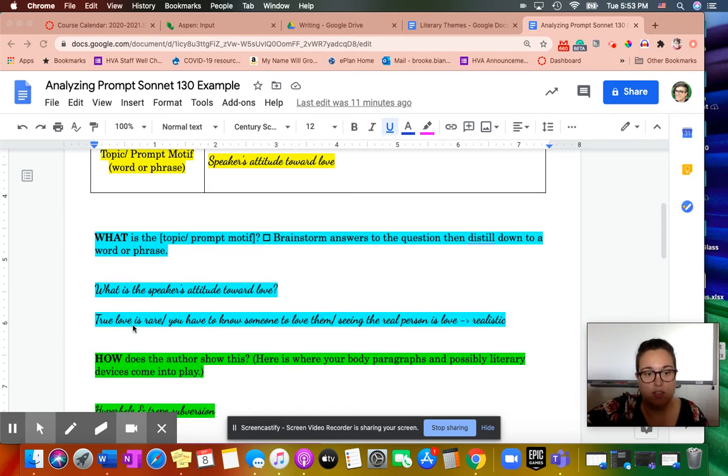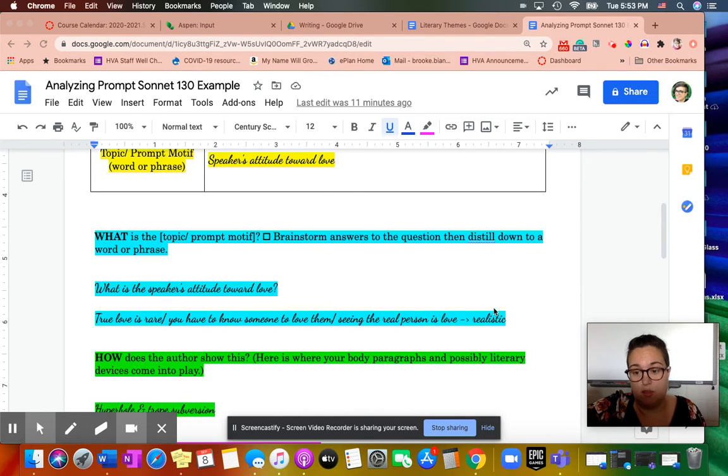So, looking at this: true love is rare. You have to know someone. Seeing the real person is love. And then trying to answer this question, what is the speaker's attitude towards love? I decided to go with the word "realistic." So the speaker has a realistic attitude towards love. You all may agree with me on that interpretation. Maybe you don't. You can go with whatever makes most sense to you here, but this is my example. There are lots of other ways we could describe his attitude towards love. Like, I don't know, he has a grounded attitude towards love.